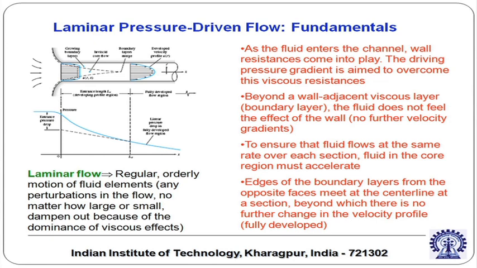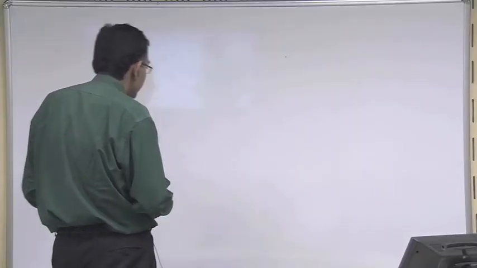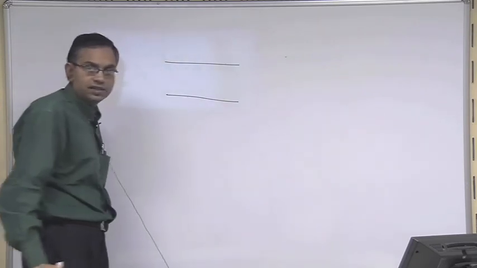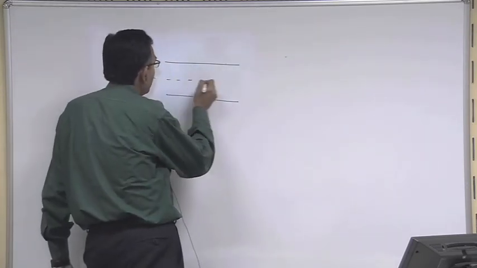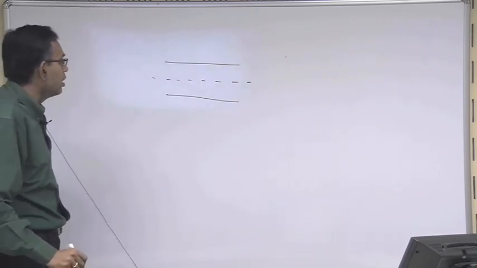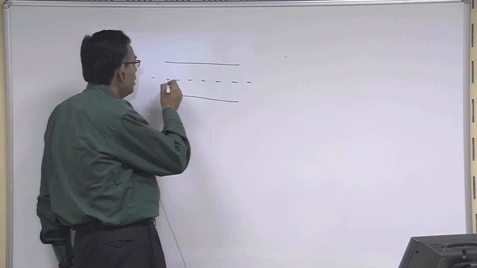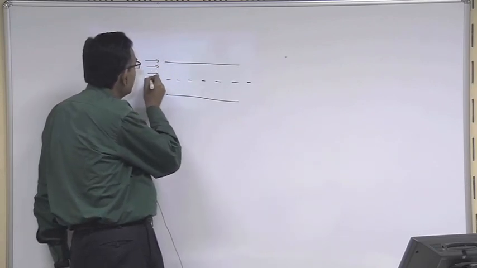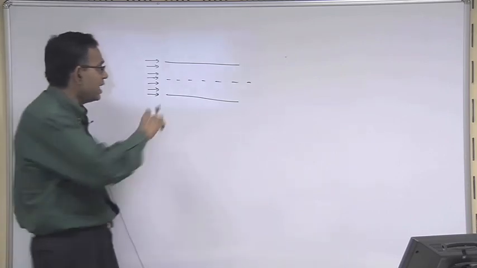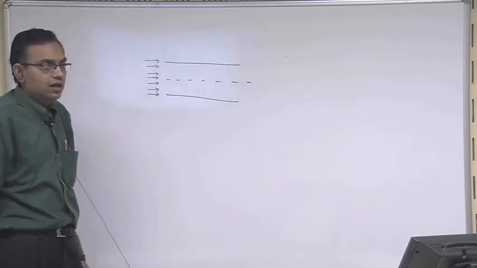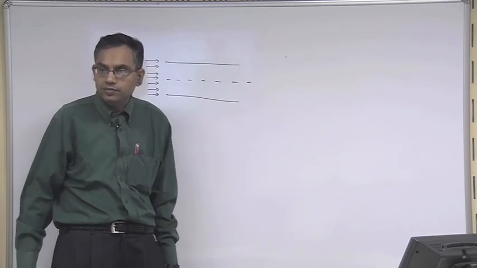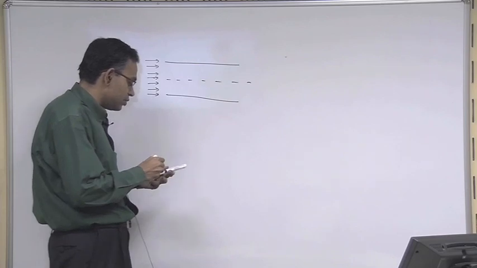So, let us go to the board maybe and discuss this. Let us say that you have a channel like this. Fluid enters the channel, and let us say that the fluid enters the channel with a uniform velocity profile, just for conceptual understanding. Now, when it enters the channel, the fluid is subjected to a resistance. The resistance is offered by the walls of the channel. So, when the walls of the channel provide some resistance, what happens to the flow?